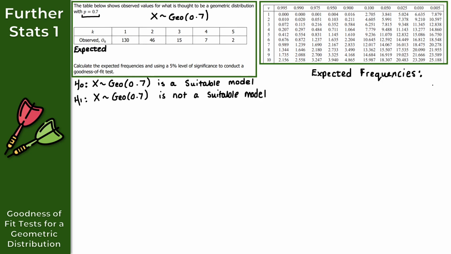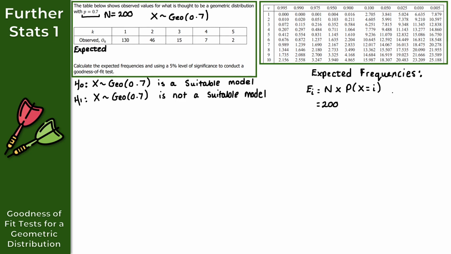So to calculate the expected frequencies, this would be E subscript i. Well, we do N times our probability mass function. So N times the probability that our random variable X is equal to i. N is the sum of the observed values, so N in this case is 200. I'll make a note just above our table. N is equal to 200.